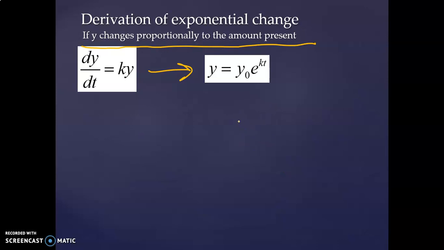Main thing to keep in mind is you're looking for rate proportional to the amount present, or dy/dt equals ky, or dy/dx equals ky. The d variable on the top should match the variable that you're being multiplied by a constant on this side.